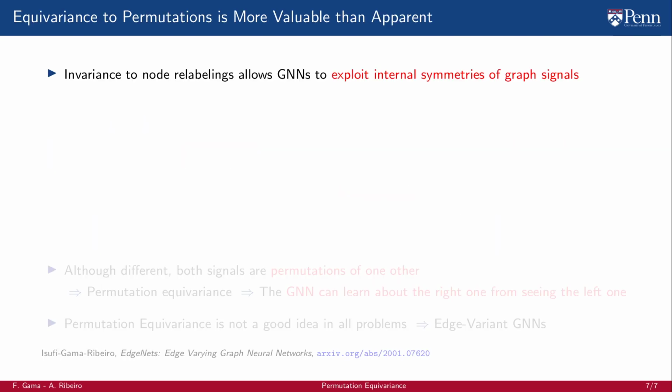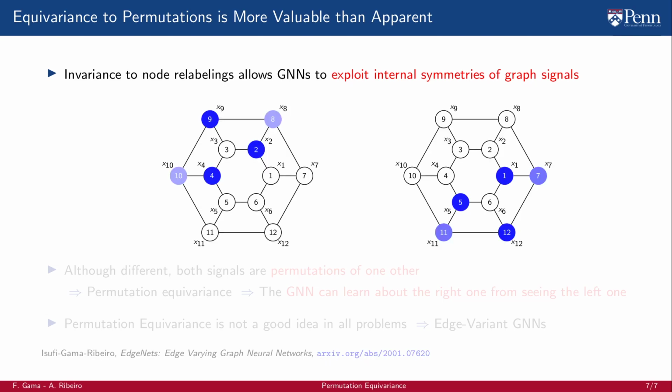But the permutation equivariance property has a more profound implication, and that is that invariance to node relabelings allows GNNs to exploit internal symmetries of the graph. What do we mean by exploiting internal symmetries of the graph? Take a look at these two graphs, where the nodes are labeled with a number and the signals identified with a color. We see that both graphs have the same labeling, so for all intents and purposes of the shift operator S, they are the same graph. However, the graph signals on top of them are different. At least, they are different according to the labeling, since different labeled nodes have different colors.